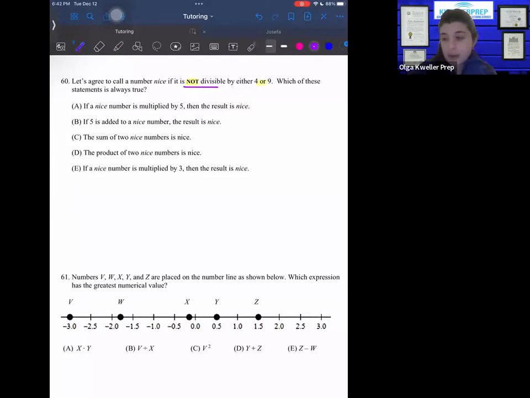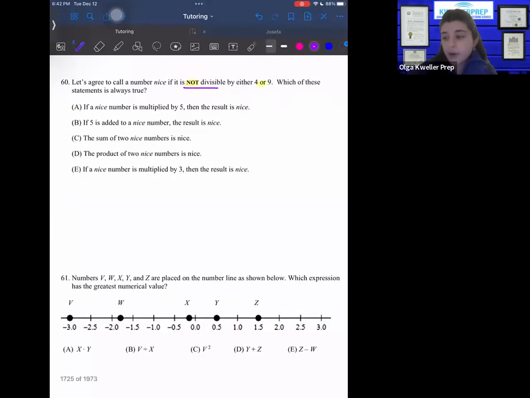Okay, so let's think about numbers that fall into the set. Let's say a number like 15, for example. 15 is not divisible by either 4 or 9. Or let's say 3. 3 is a nice number. It's not divisible by 4 or 9. So you just want to have some numbers in your set that you know meet the criteria. Then we're going to look through the answer choices and see if we can prove them wrong. And as long as we can prove them wrong, we eliminate them.